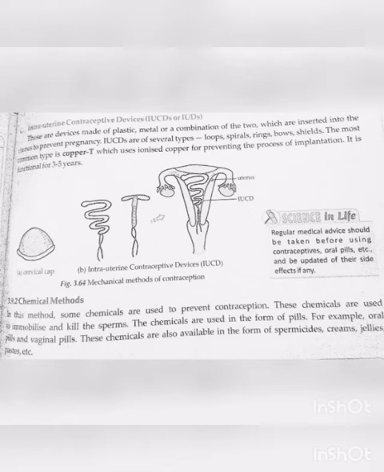Next one, chemical methods. In this method, some chemicals are used to prevent pregnancy. These chemicals are used to immobilize and kill the sperms. The chemicals are used in the form of pills, for example oral pills and vaginal pills. These chemicals are also available in the form of spermicides, creams, jellies, and paste, etc.